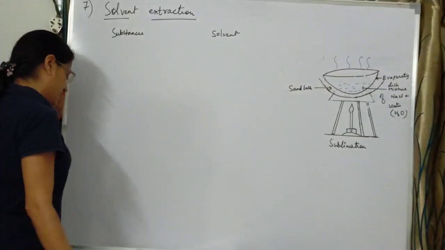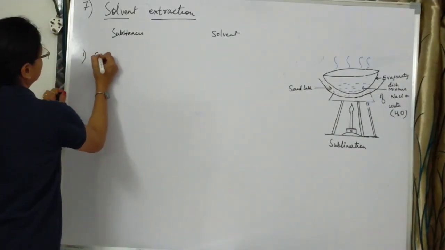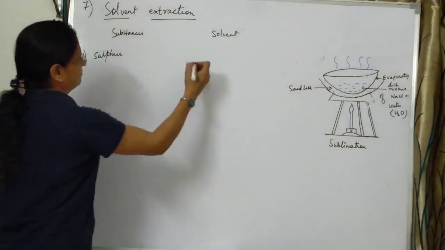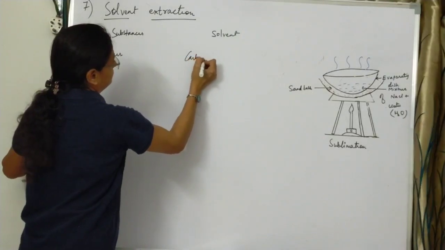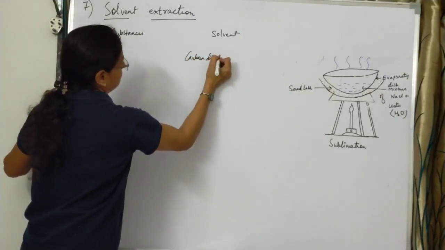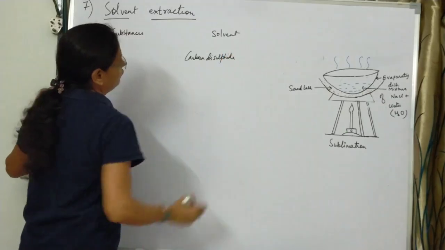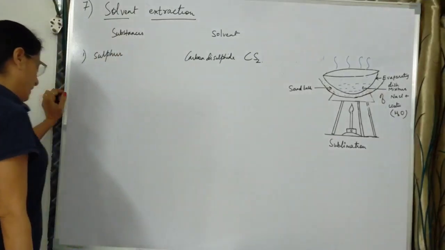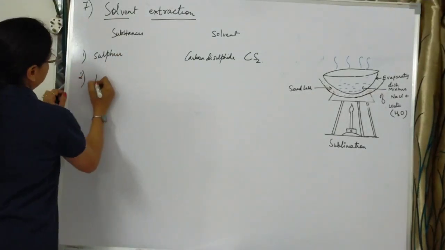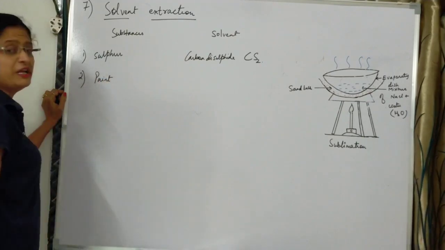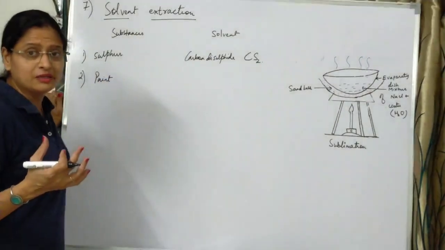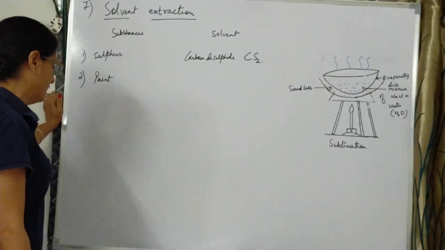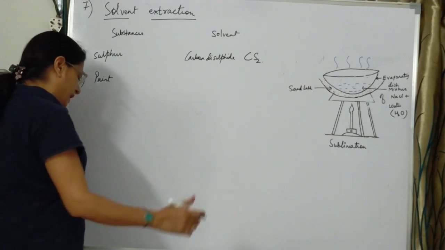Here let us take the first example of a substance, that is sulfur. A good solvent for sulfur is carbon disulfide, formula CS2. Okay. Our next component is paint. Paint is soluble in what? Very often we get our house painted and we use this component, so we might have some idea. The solvent for paint is turpentine oil.